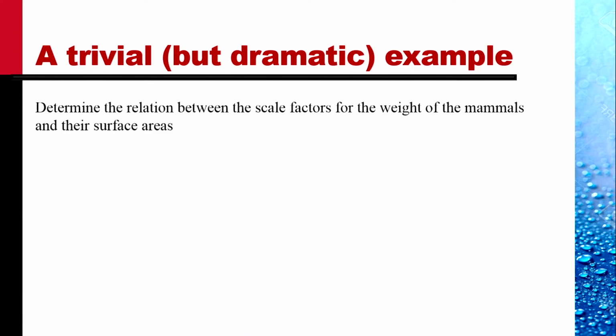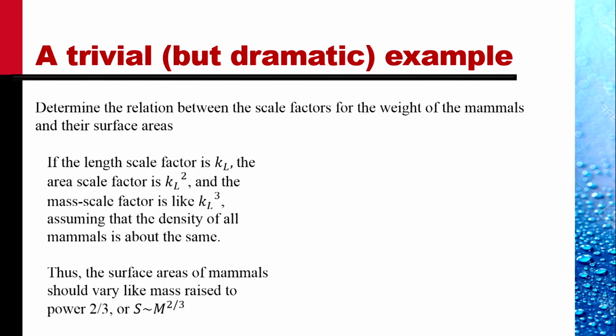A trivial but dramatic example. Determine the relation between scale factors for the weight of the animal and their body surface area. From a scale factor relation, that should be relatively easy. If the length scale factor is KL, the area scale factor is KL squared, and the mass scale factor is KL cubed, assuming that K rho is 1, that is, the density of all mammals is about the same.